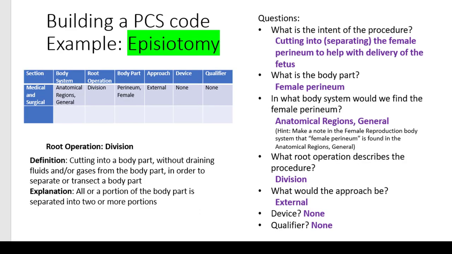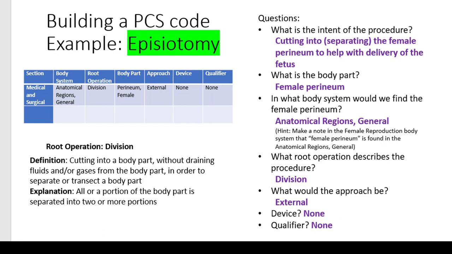So when we're building this code, we've talked about the intent, the body part, and what body system would we find the female perineum. When I first began to code, I went automatically to the female reproductive table. It's not there. It is in the anatomic regions. So to help me remember that, I made a note in the female reproductive body system that tells me that female perineum is found in the anatomical regions general table. I suggest that you do that until you can remember that the female perineum is in that general anatomic regions table.